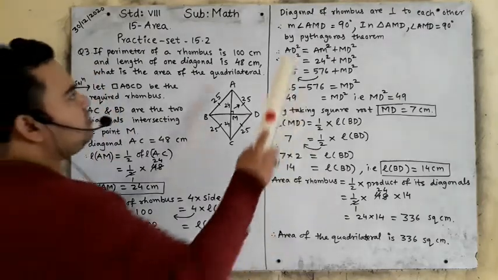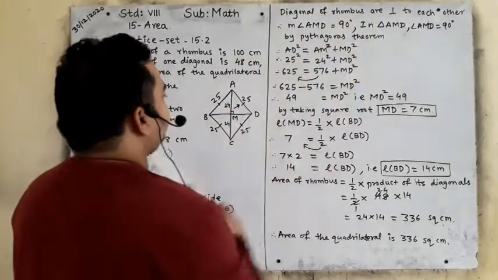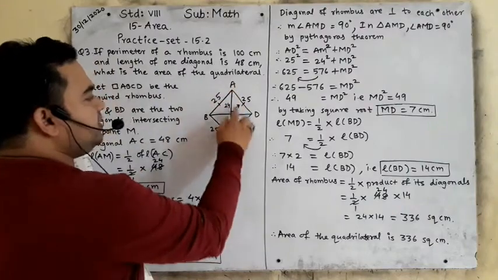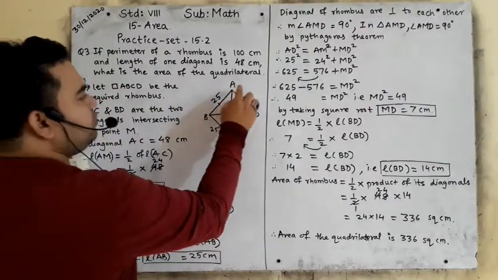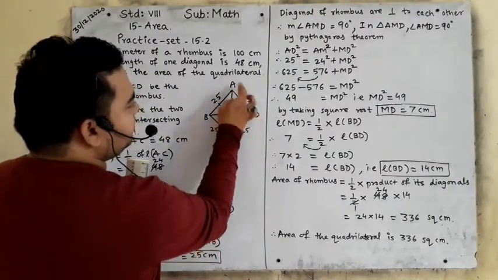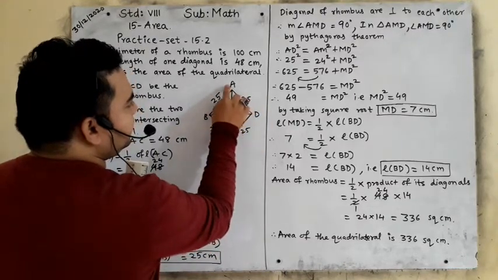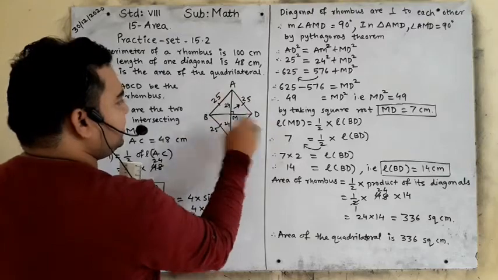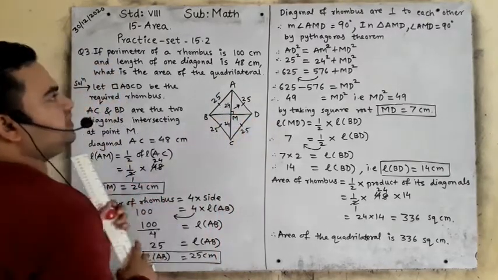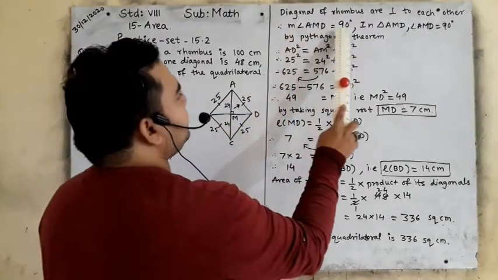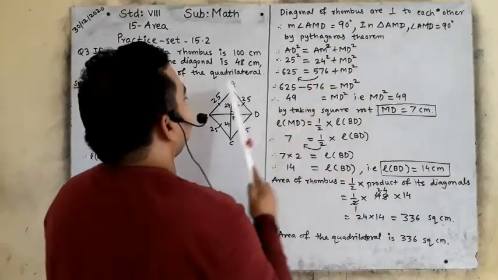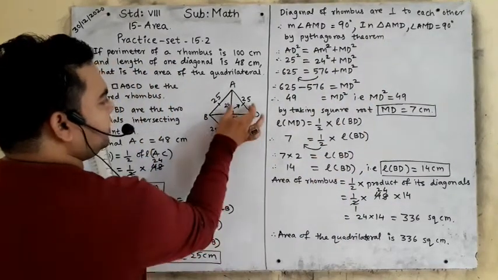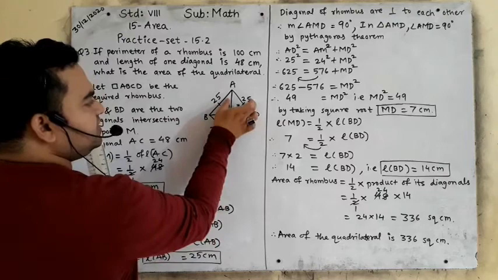So my dear students, now we will say diagonals of rhombus are perpendicular. These two diagonals are perpendicular bisectors. So can we use this triangle? See, kya hum ye triangle use kar sakte hain? Triangle AMD, in which angle AMD is 90 degree. See here, measure of angle AMD is equal to 90 degree in triangle AMD. Hum ye triangle use kar rahe hain, jo hamare liye hamesha easy hota hai.